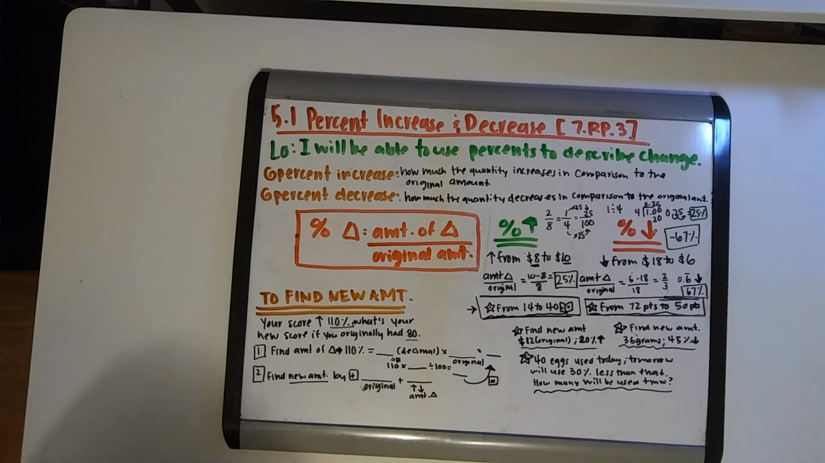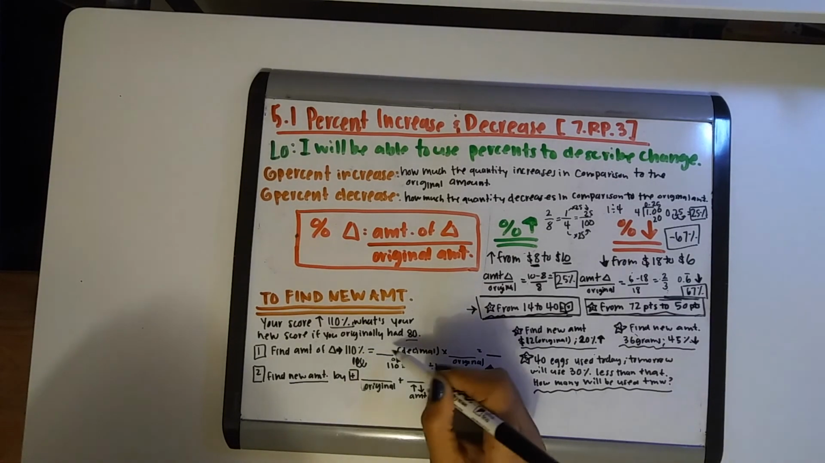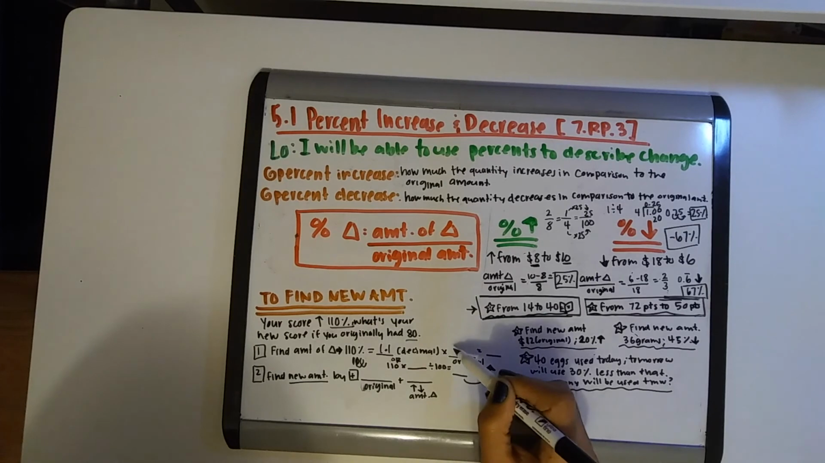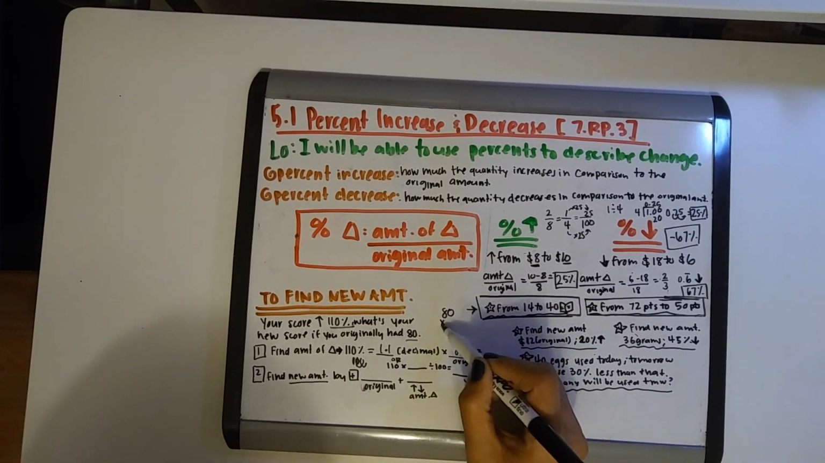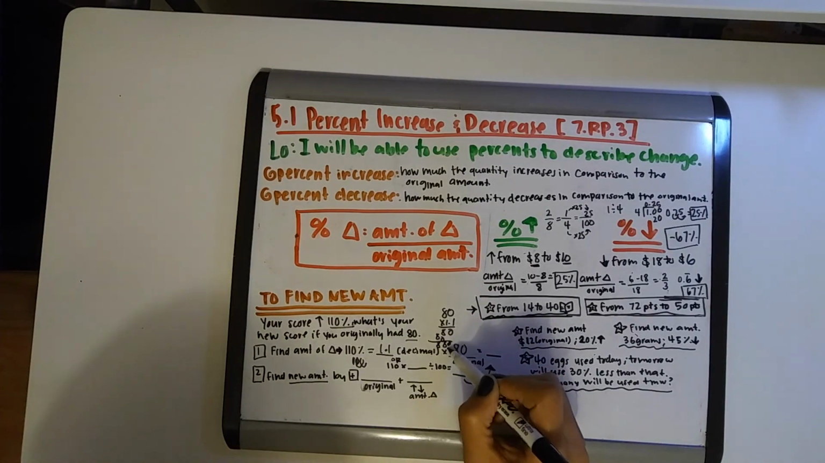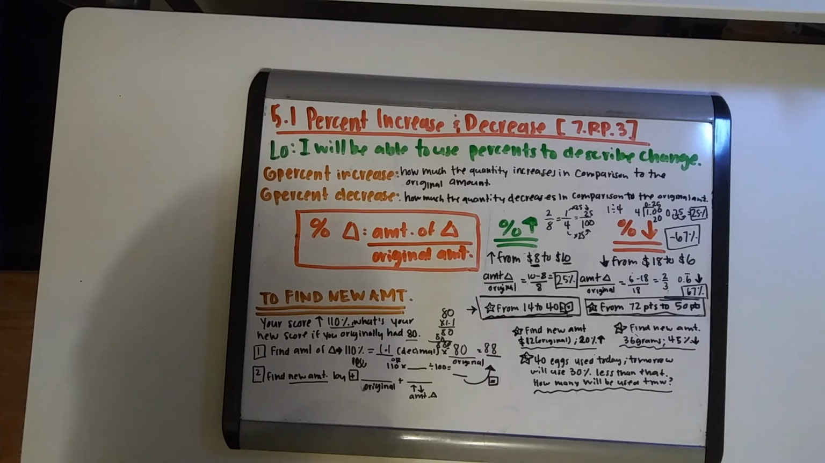So there are two different ways. You can either change this into a decimal. So remember, to go from percentage to decimal, you have to move your decimal twice to the left. So you end up with 1.1. And then you multiply by 80. So then you have 80 times 1.1. So that's 88. So that's going to be the amount of change.